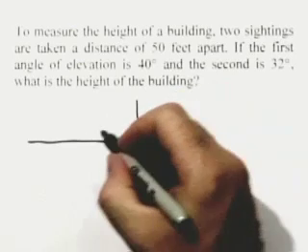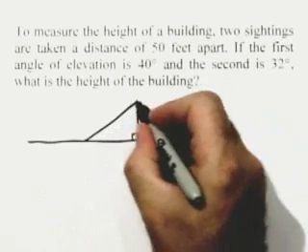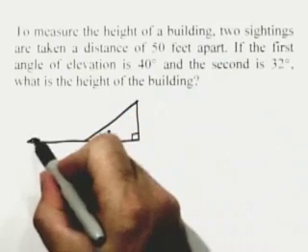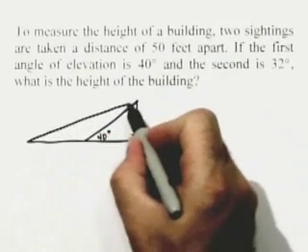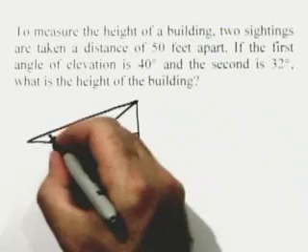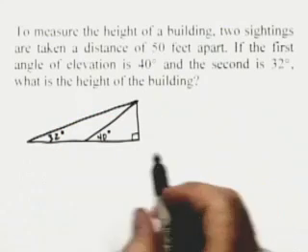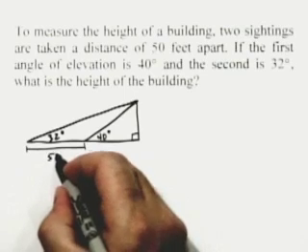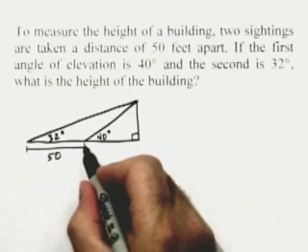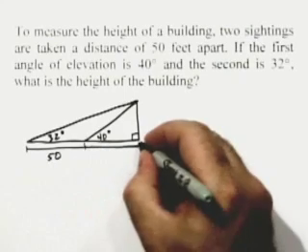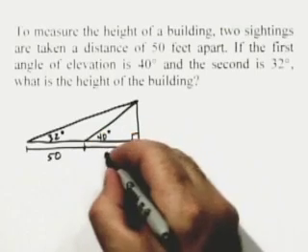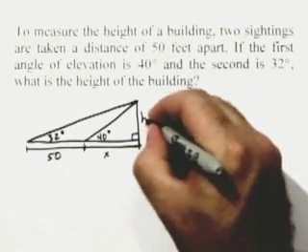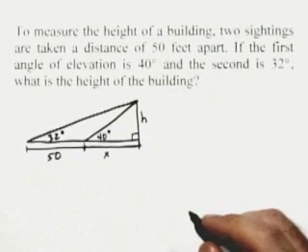We're told that our first sighting is taken at an angle of elevation of 40 degrees, and our second sighting is taken with an angle of elevation of 32 degrees. We know that the two sightings are taken a distance of 50 feet apart. We don't know exactly how far the first sighting was taken away from the building, so we'll call that distance x. And we're interested in the height of the building, we'll call that quantity h.